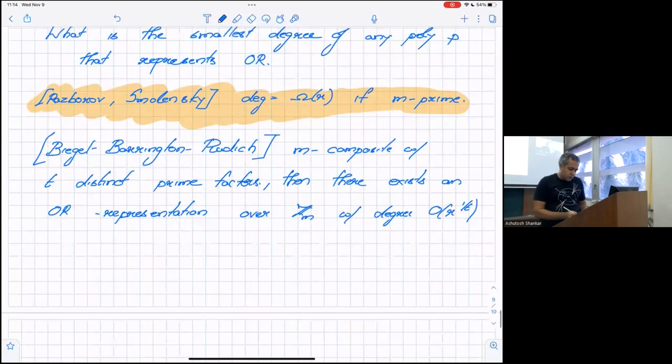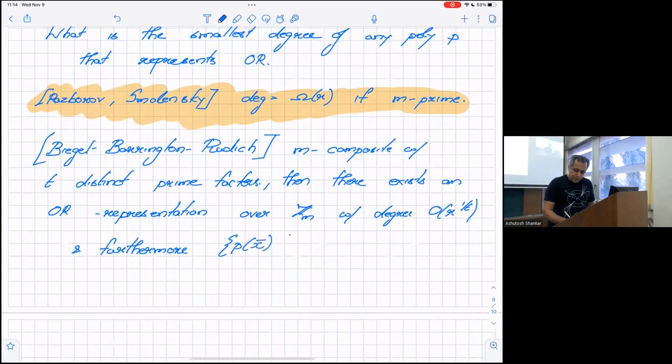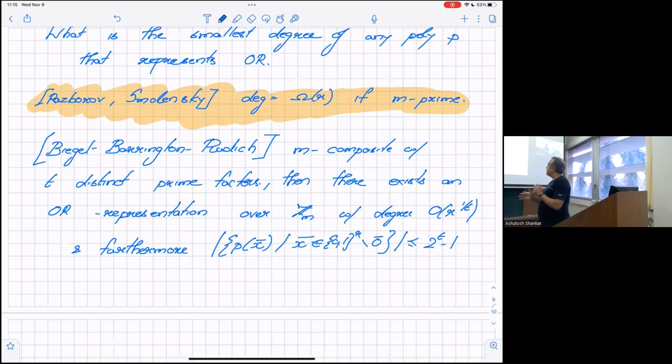Furthermore, if you look at this representation, if you look at the set of all P of x bar, where x bar belongs to {0,1}^r minus the all zeros vector, this set is at most of size 2 to the power t minus 1. That is, the set of all possibilities it can take is 2 to the power t minus 1.